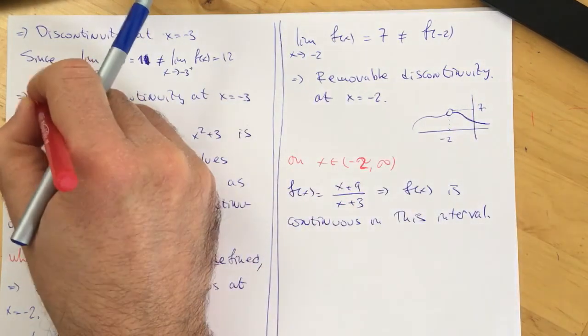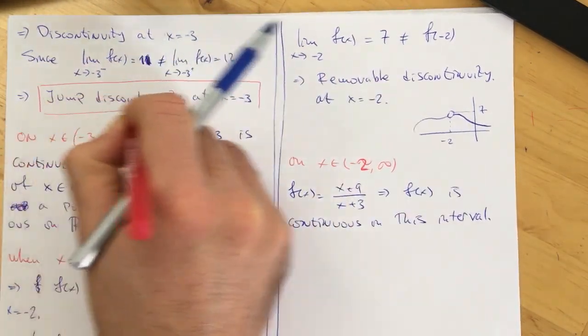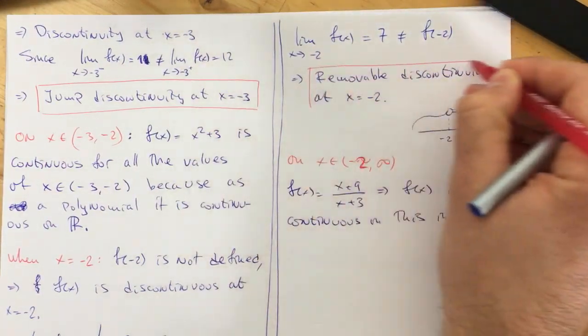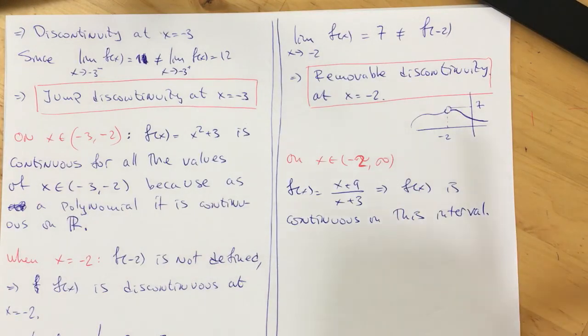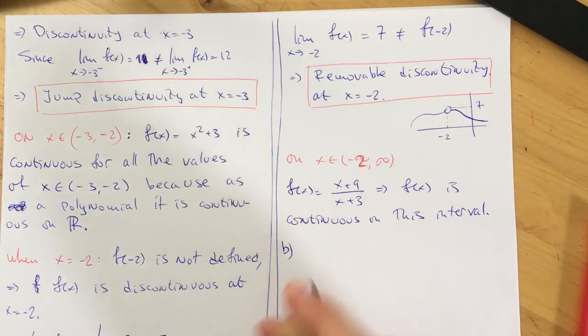We have a jump discontinuity at x is equal to negative 3, and we have a removable discontinuity at x is equal to negative 2. Now to answer part B, when do we have vertical and horizontal asymptotes?